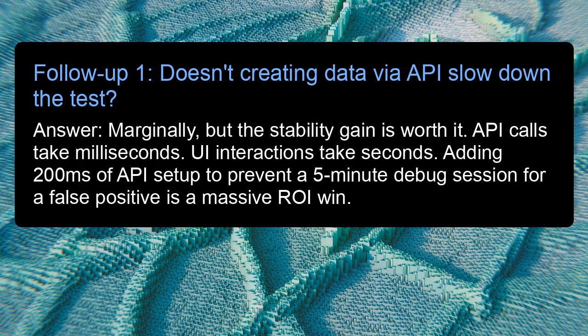Follow-up 1. Does not creating data via API slow down the test? Answer: marginally, but the stability gain is worth it. API calls take milliseconds. UI interactions take seconds. Adding 200 milliseconds of API setup to prevent a 5-minute debug session for a false positive is a massive ROI win.